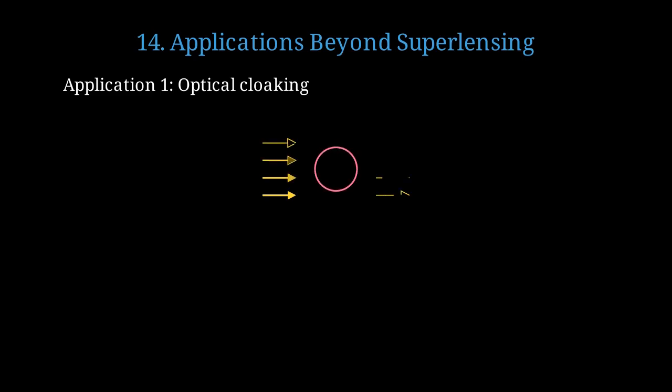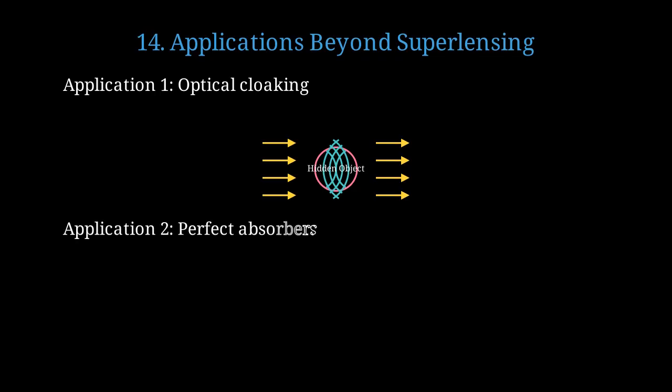Negative index materials enable many applications beyond just super-resolution imaging. First application: optical cloaking by bending light around objects using transformation optics. Light rays bend smoothly around a cloaked object and emerge as if nothing were there, rendering the object invisible.